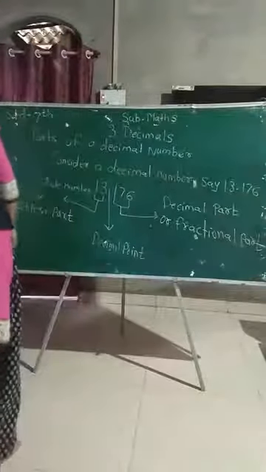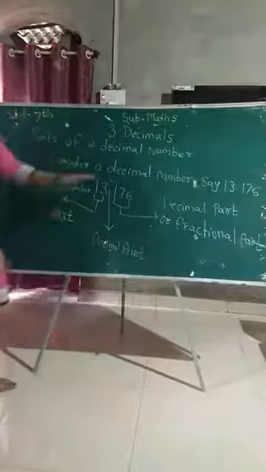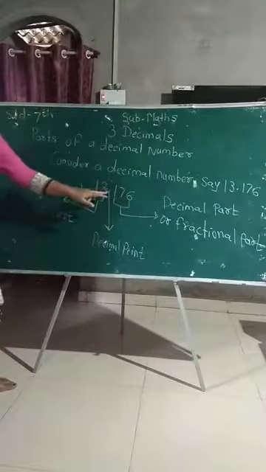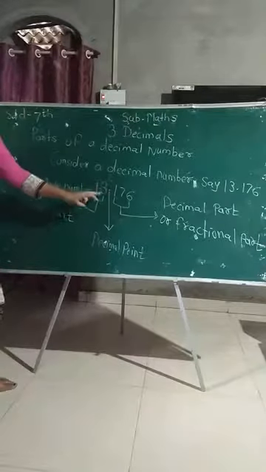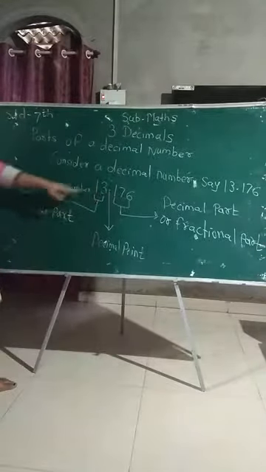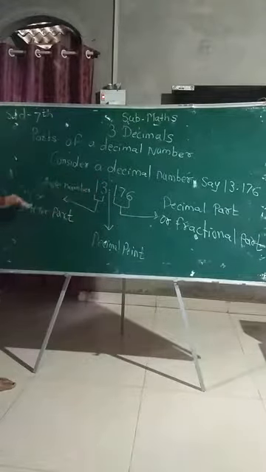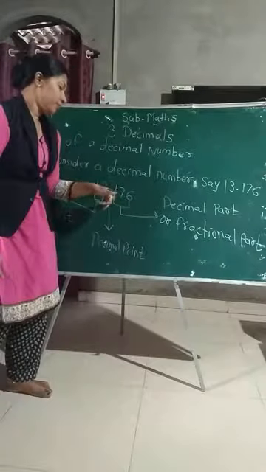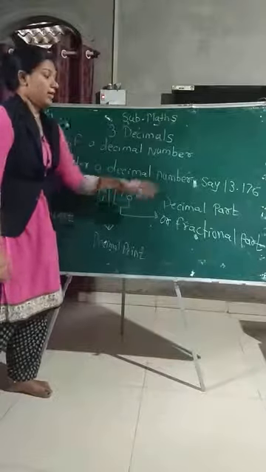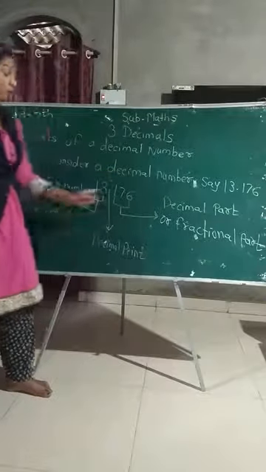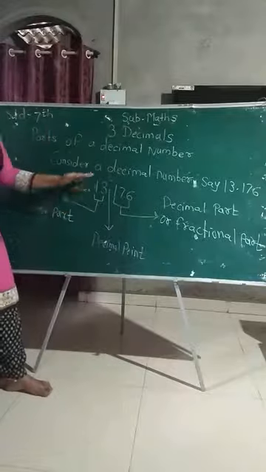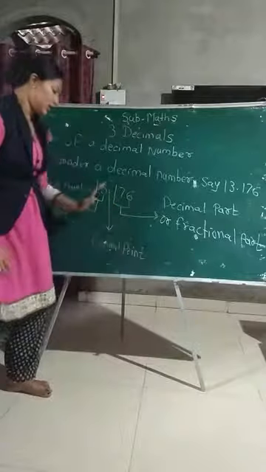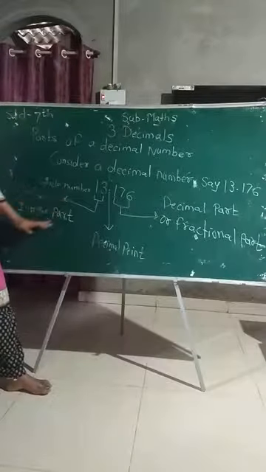In this number, this point is called decimal point. Before this decimal point there are two digits, 1 and 3, that is number 13. This number is called whole number part or integer part. After decimal point there are three digits, 1, 7 and 6. These three digits are called decimal part or fractional part.